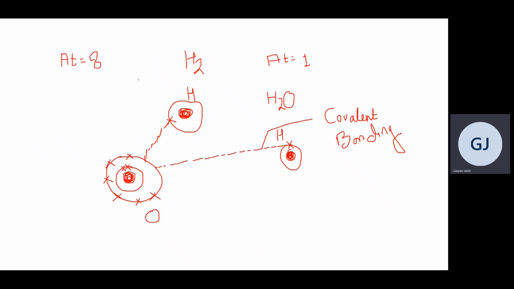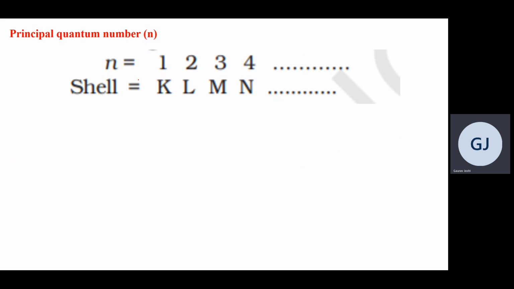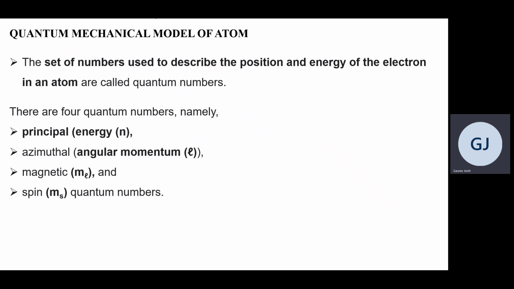Now we'll move to the quantum numbers: what the quantum numbers are and how they are actually used in chemistry, in the electronic configuration. Till now, I was making the nucleus and putting electrons in the shells. For example, I was putting 2 electrons here and 8 electrons here.